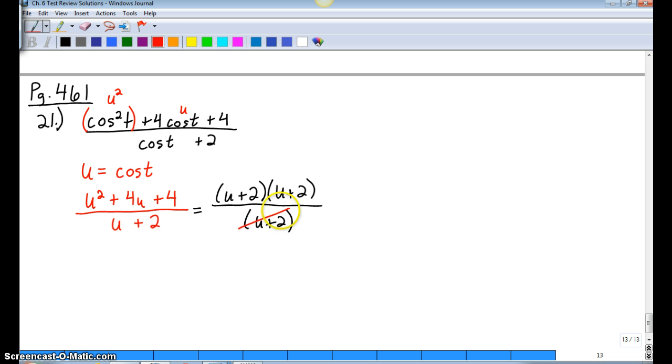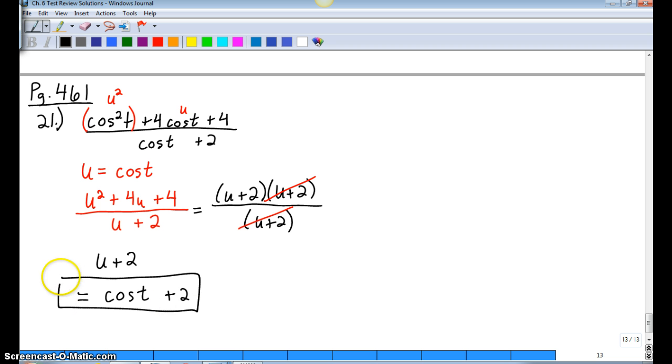So one of our u plus 2's cancels, and we're left with u plus 2 as our expression. Well, we can't just leave it as u plus 2. We need to go back and substitute u as cosine. So your final answer is cosine of t plus 2. Can't reduce any further than that, so you're done on 21.